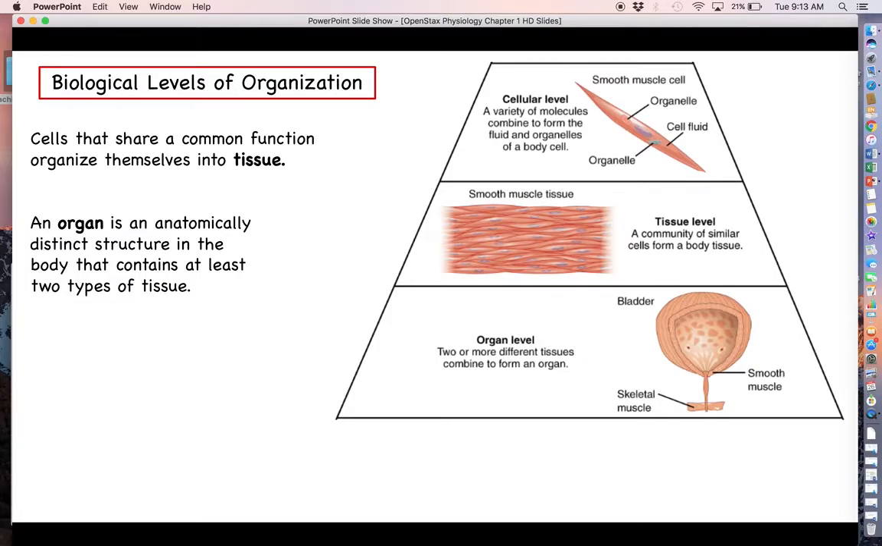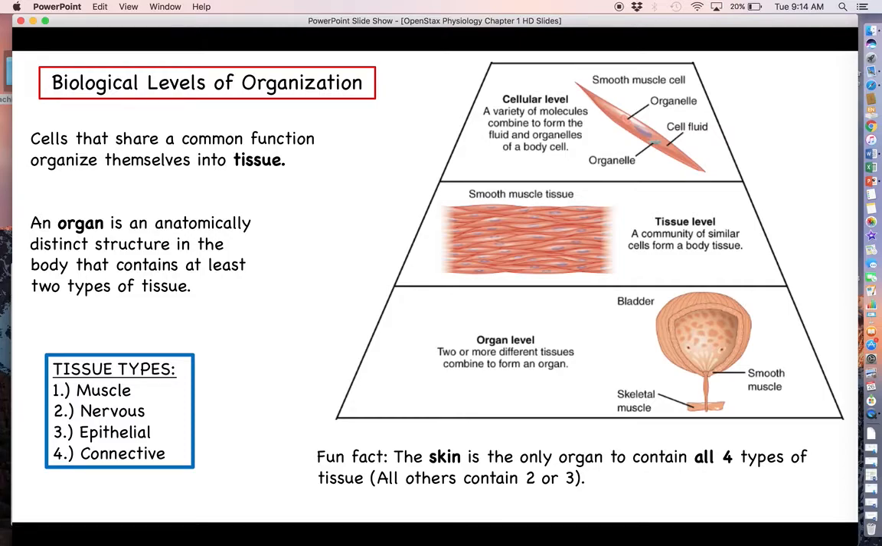After the tissue level comes the organ level, in which an organ is an anatomically distinct structure in the body that contains at least 2 different types of tissue. So in order to have something like the heart or the liver or the brain, you're talking about having several different types of tissue that are functionally congruent and compatible with each other, organizing themselves in some way that promotes the proper functioning of that organ.